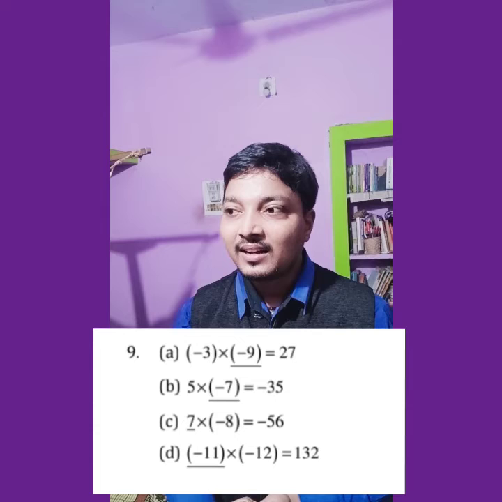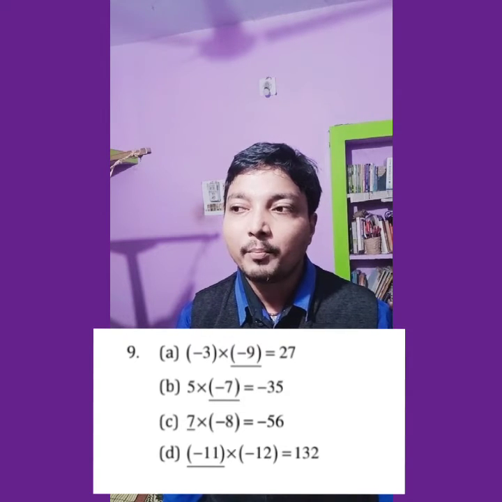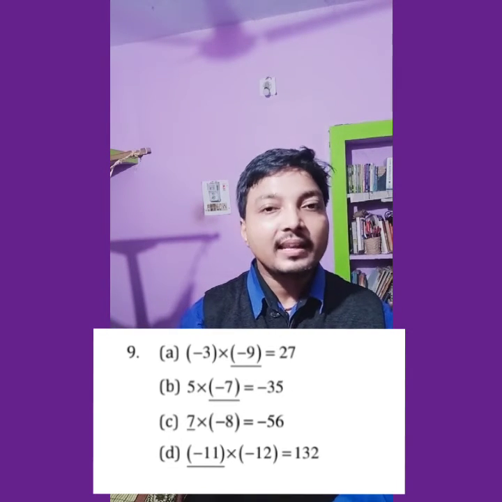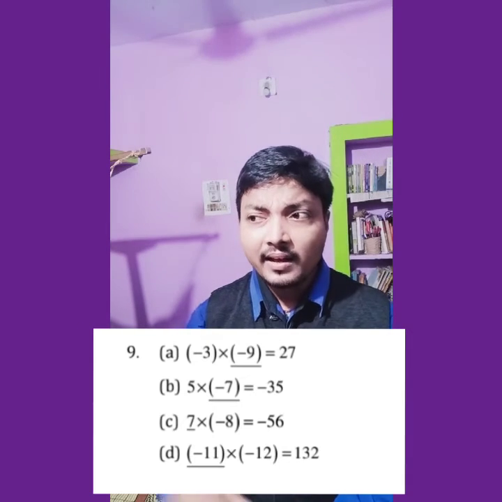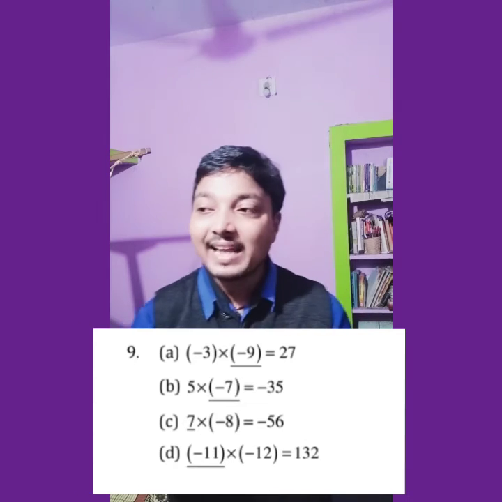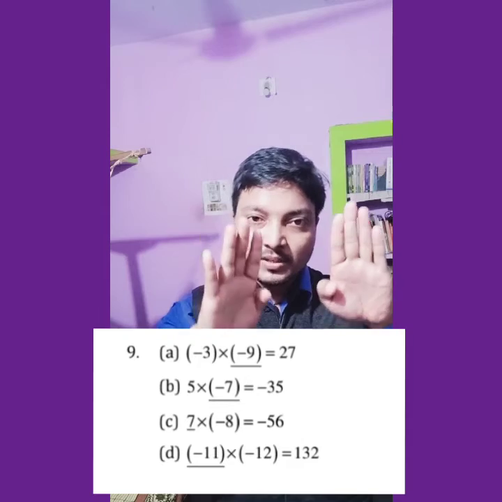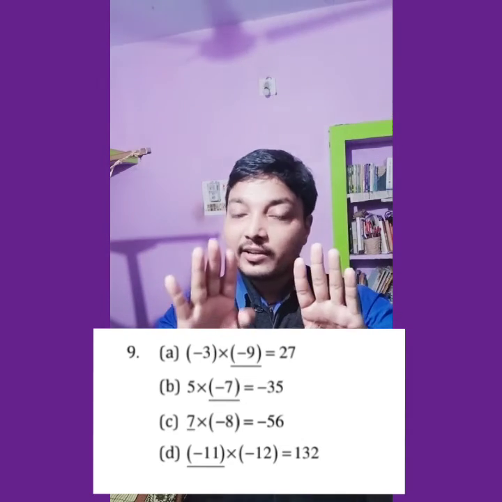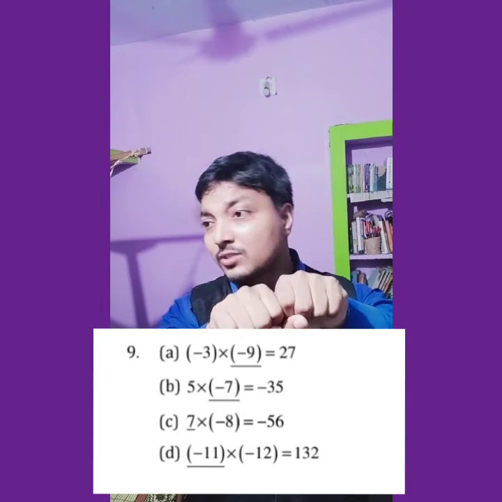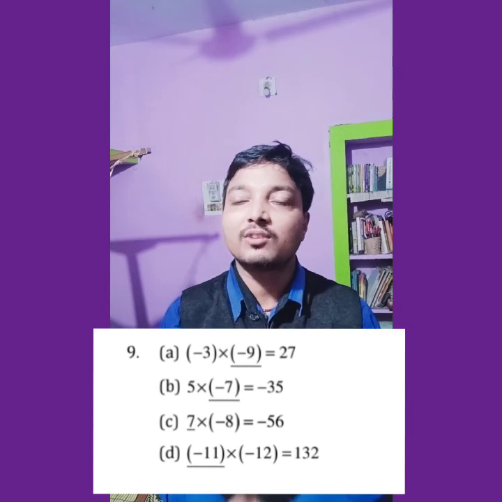Last question: which number must be multiplied with minus 12 such that we obtain plus 132? To get 132, 12 must be multiplied with 11. How did I get it? 132 divided by 12 is equal to 11. Then we balance our sign. 132 is positive, and positive results come from positive times positive or negative times negative. Here one negative is given, so it must be multiplied with another negative so that the product 132 is positive. So minus 11 into minus 12 gives 132.